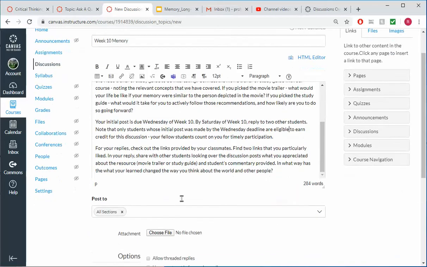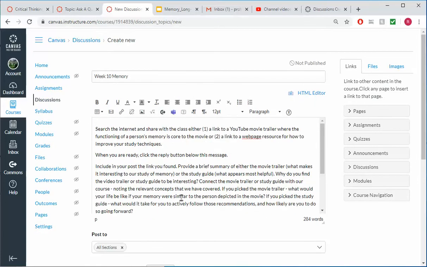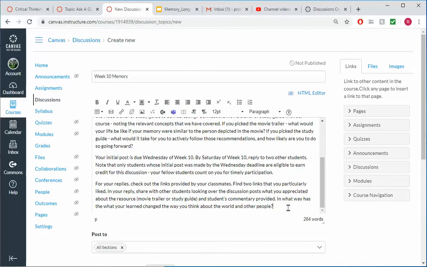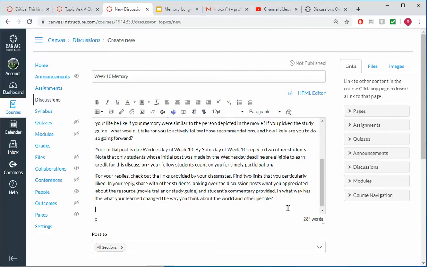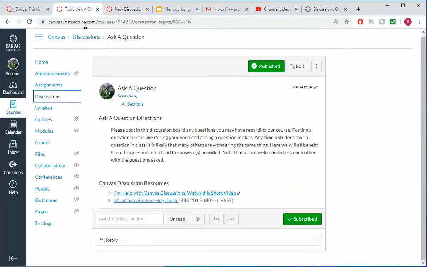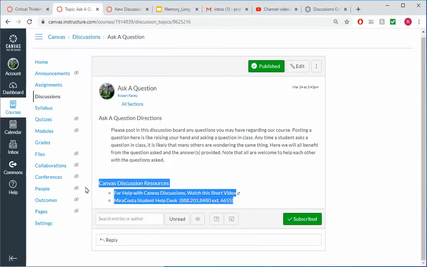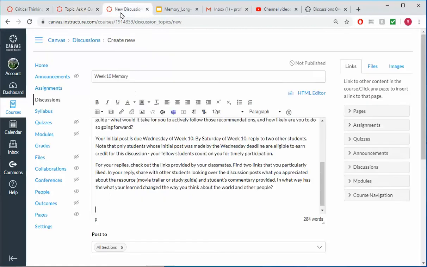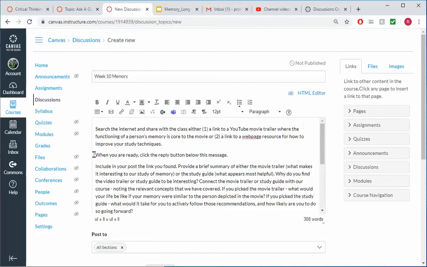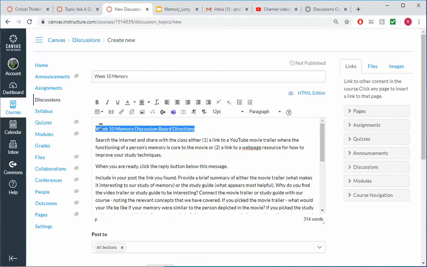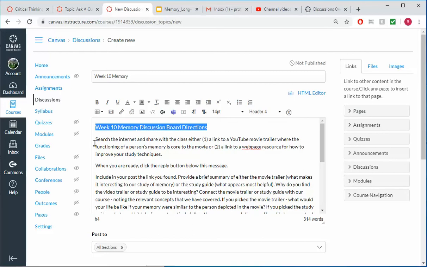All right, so we have a discussion board, but we don't have our Canvas resources, so let's include that because we're still somewhat new at this. So I'll highlight, copy, come on back, paste, and then we can also put up here week 10 memory discussion board directions. Okay, and then highlight and say that this is header 4.